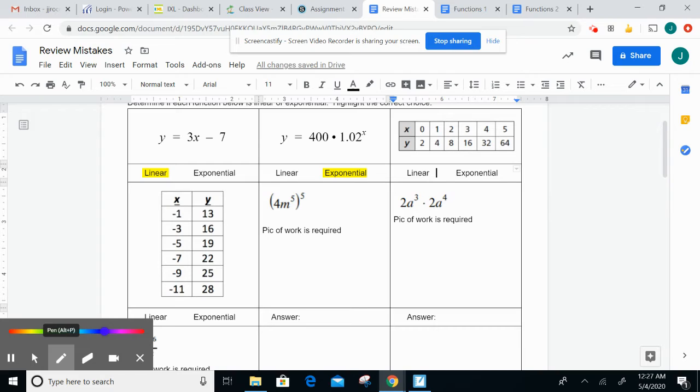What's the effect? So when we plug in a 0, we get a 2. When we plug in a 1, we get a 4. The change is a 2. 4 to 8, the change is a 4. Change is 8. It's different every time. If it was linear, it would be the same. You guys know that. Constant rate of change. It's not a constant rate of change. So that means it is exponential.